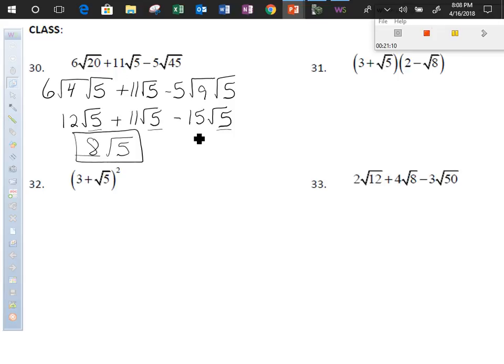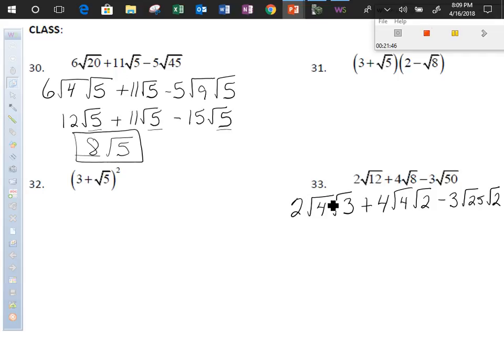Now, I'm going to drop over to number 33 right now because these are the same kind of problem. So on my number 33, I've got 2. Out of 12, I'm going to do a 4 and a 3. Plus, I'm going to write down my 4. Out of 8, I'm going to go the square root of 4 and the square root of 2. Minus 3, and I'm going to go the square root of 25 and the square root of 2. So I'm getting the numbers from the top of your half sheet.